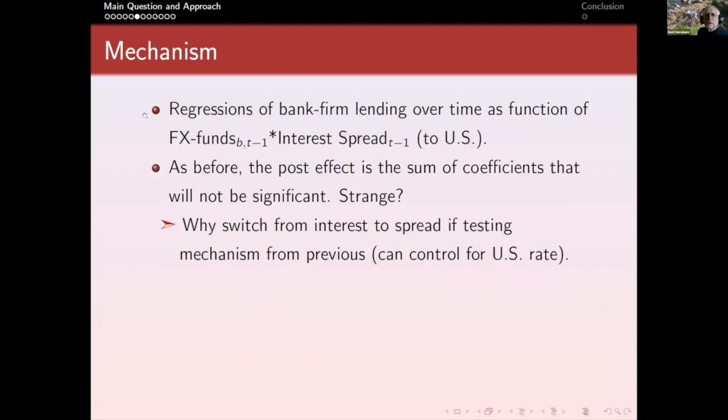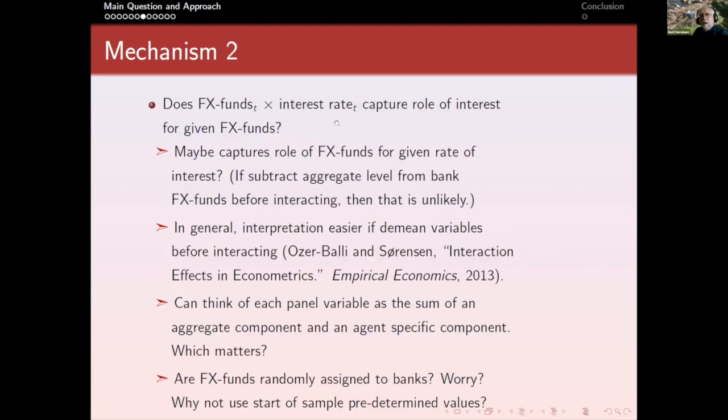So you look at the mechanism. You do a regression on bank lending over time as a function of the FX funds, the amount of foreign exchange funds, times the interest rate spread to the US. But if this is a mechanism for the previous variable, why change to the spread? But okay, I don't think it matters. We have the same pattern as before, with a reverse effect before of what we would expect and negative after.